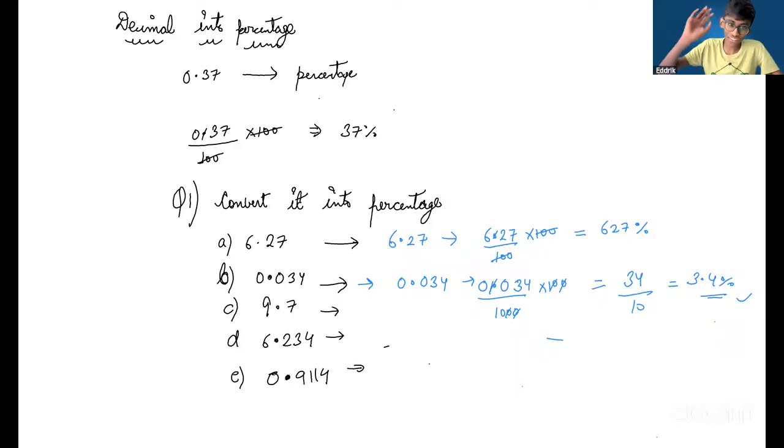Yes. I think I know an easier trick, sir. Yeah, which trick is better? Sir, you can just move the decimal point two places to the right. So 0.034 will become 3.4. Yeah, good. Okay, so is there any problem in this question? No, sir. No problem.